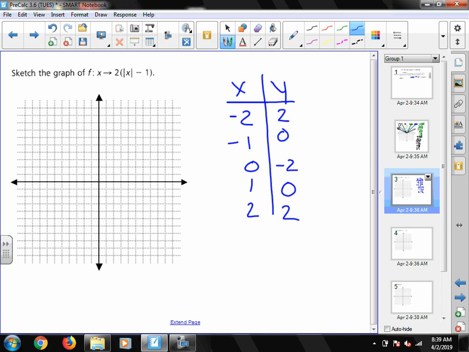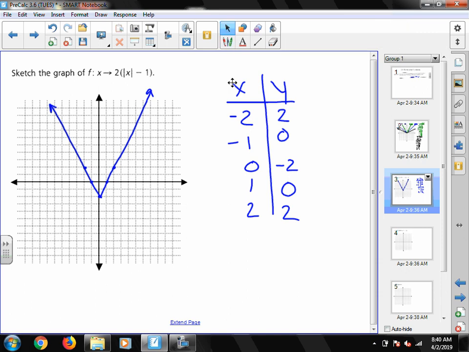So, what we end up with: negative 2, 2; negative 1, 0; 0, negative 2; there, and there. Okay, I've got a couple points here. So, this is actually combining a couple of, probably not the best graph, but that's why I teach math, not an artist.